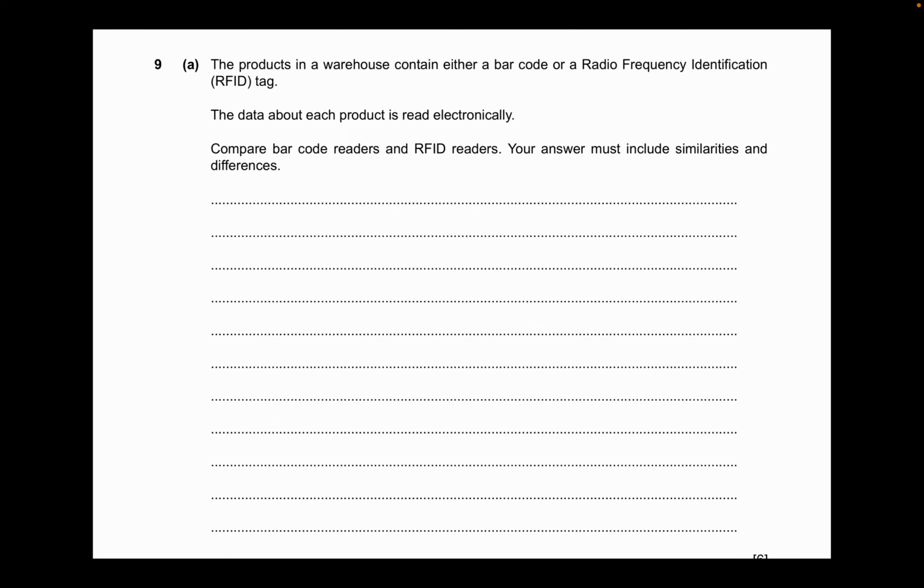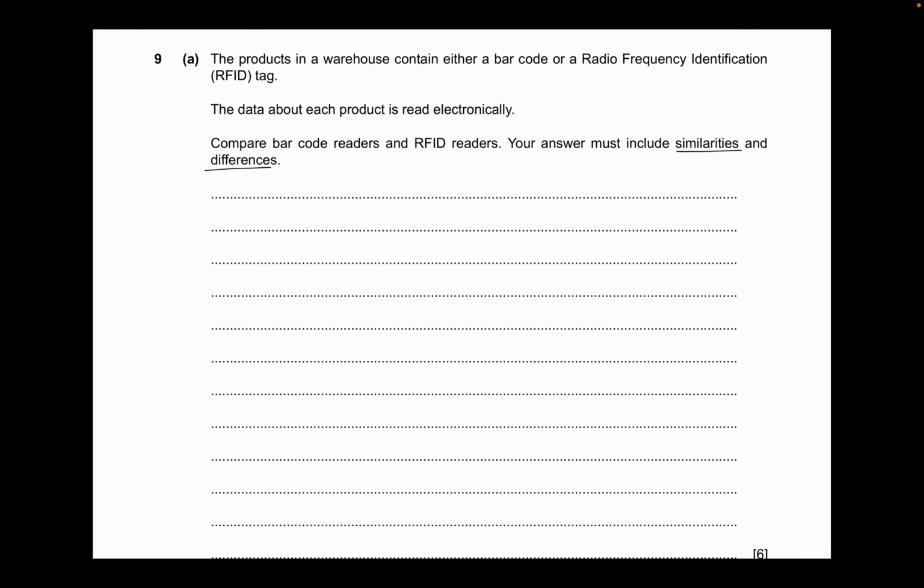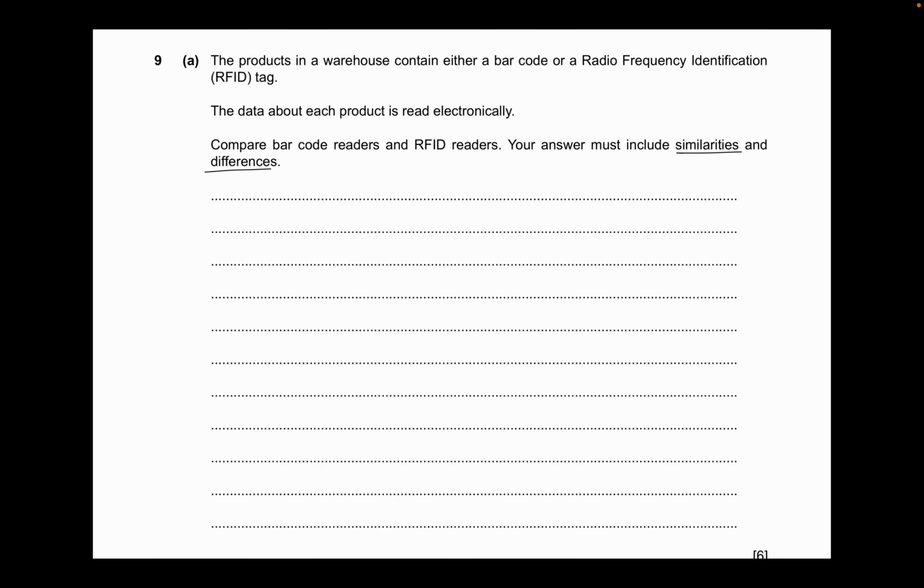The products in a warehouse contain either a barcode or a radio frequency identification tag. The data about each product is read electronically. Compare barcode readers and radio frequency identification tags. Your answer should include similarities and differences. This is for a total of 6 marks. You're going to write 3 points for similarities and 3 points for differences in order to score the full 6 marks.